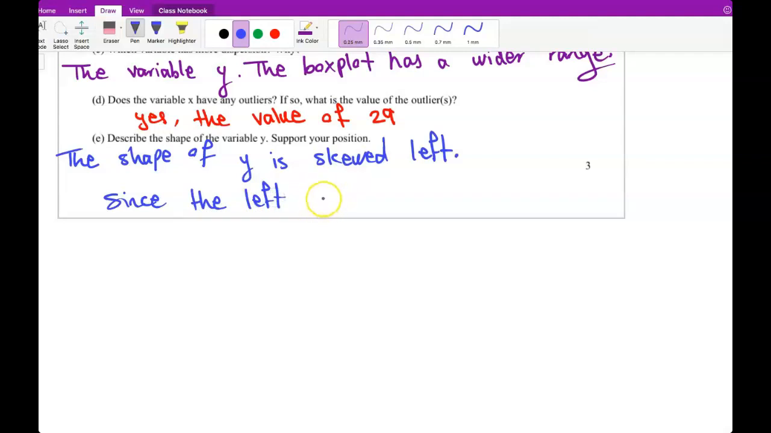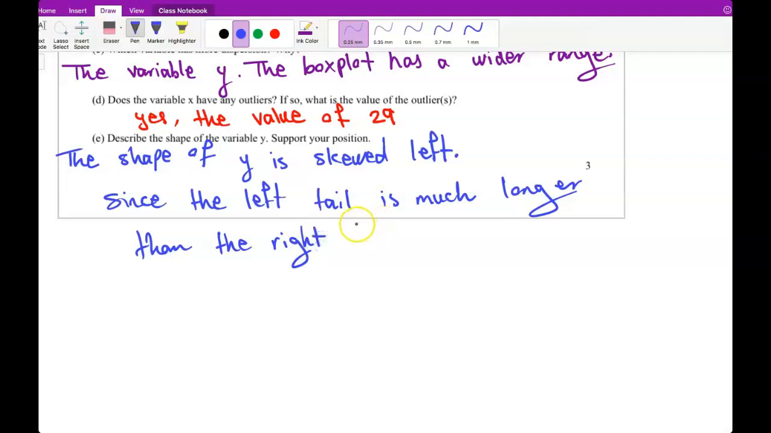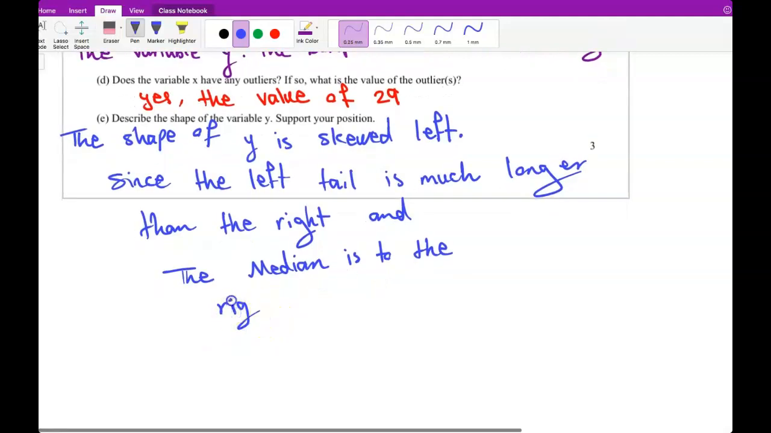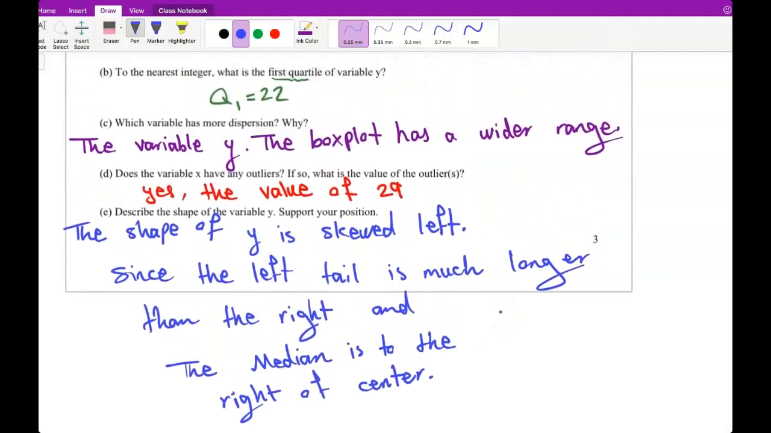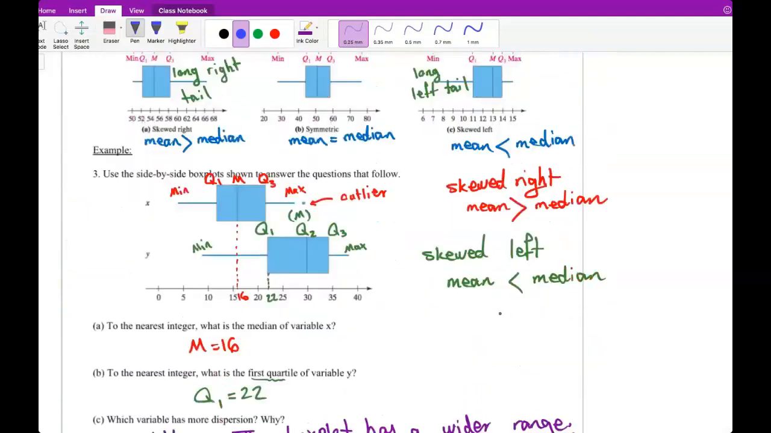So the left tail is much longer than the right, and the median is to the right of center. Okay, we finished this part.